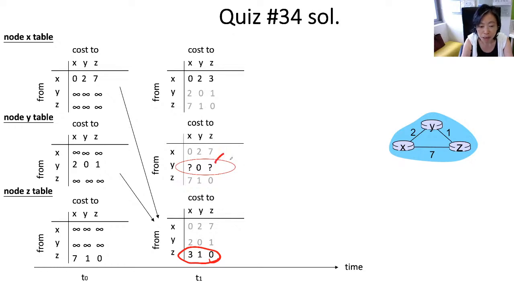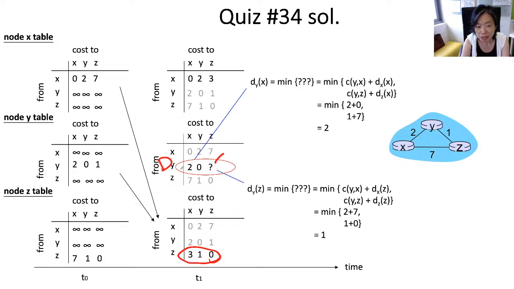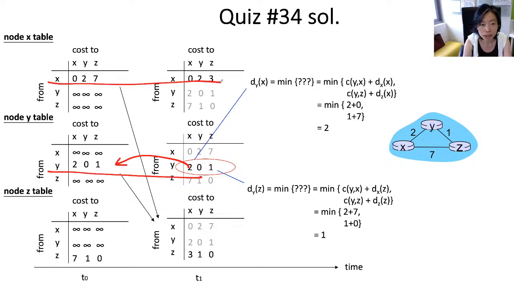And some of you guys might try to calculate dy for node y. And quickly, just do the Bellman-Ford equation again. We should get 2 and 1. Therefore, we'll fill in this entry. And what we can observe in quiz 34 is this: dy did not get changed, while dx gets changed and dz gets changed.